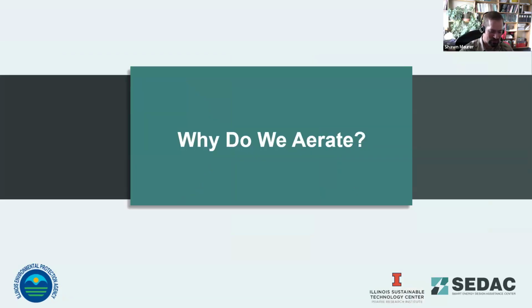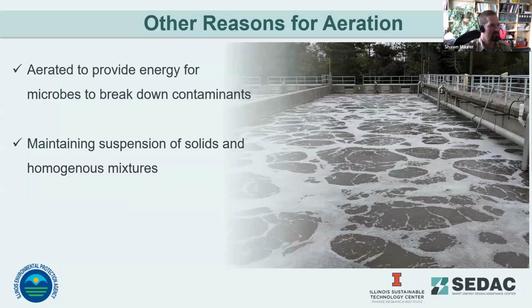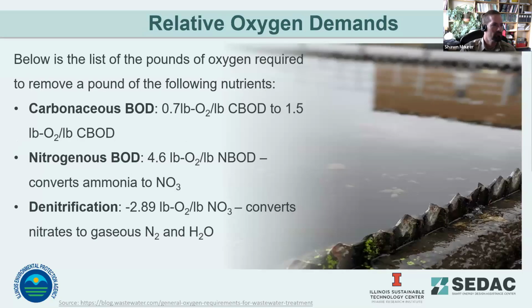So before we get into the controls, the technologies, and ways to be more efficient, we need to know, why are we aerating? What's the purpose that we're trying to achieve? The primary goal for aeration is to provide energy for microbes to break down the contaminants. But as a secondary thing, we're also maintaining suspension of those solids, the contaminants, the microbes in that water, so that there's good contact between them, the oxygen they need to metabolize things, and the contaminants in the water. So there is an element of mixing involved as well in aeration control. But that primary objective is providing that energy for microbes.